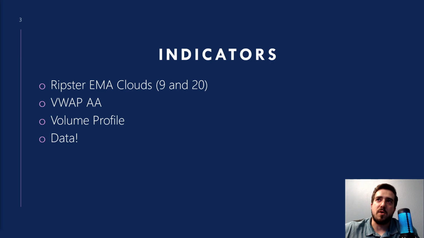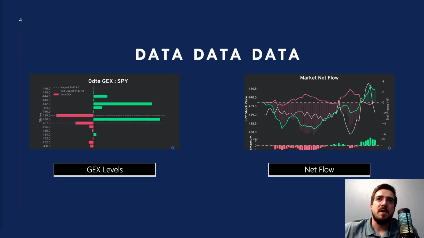So let's start with data. These are the two forms of data that I like to use. They are GEX level, which is gamma exposure levels, and just a general market net flow. It's going to be a little bit difficult to explain in depth in one short video. You could have an entire video over GEX on its own.